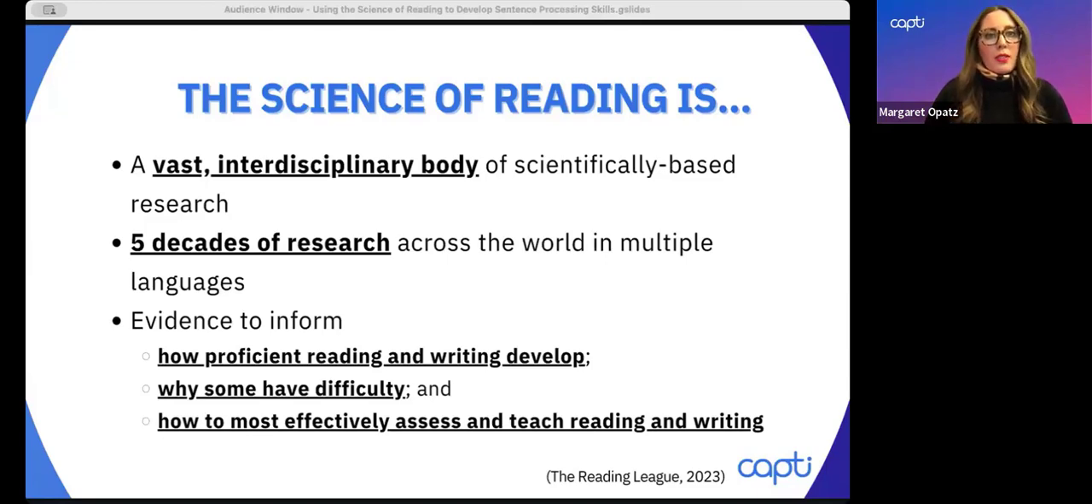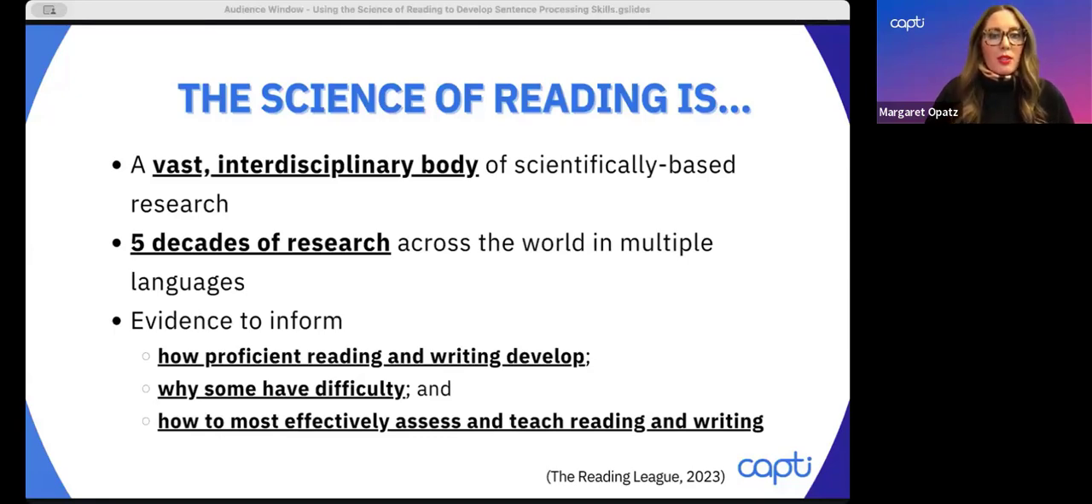We know that there is kind of this trajectory that students follow to be able to become skilled readers. The research has also helped us inform why some students just have difficulty. And that's one of the things that we'll definitely address today, is that if students are having difficulty comprehending at that sentence level, there's a reason for it.